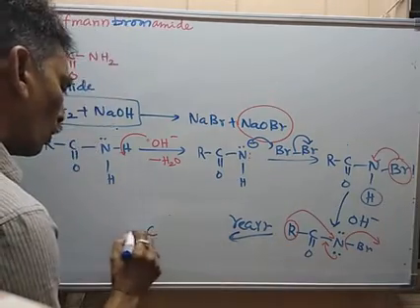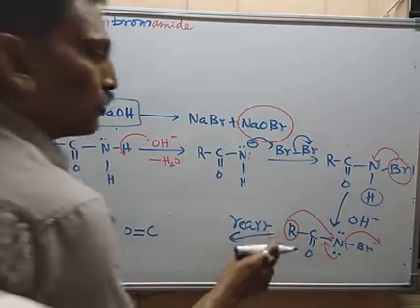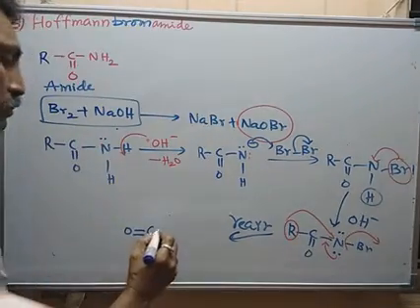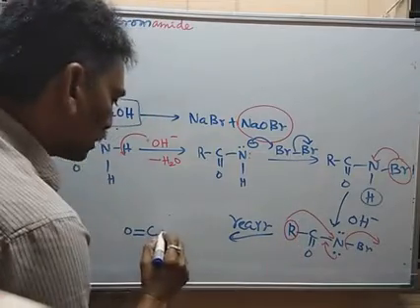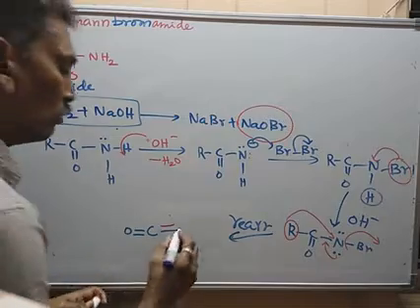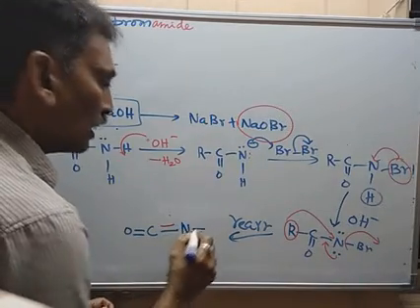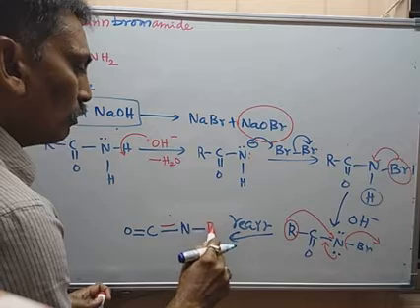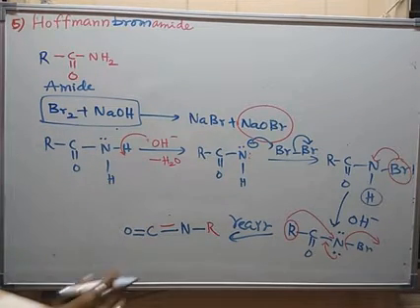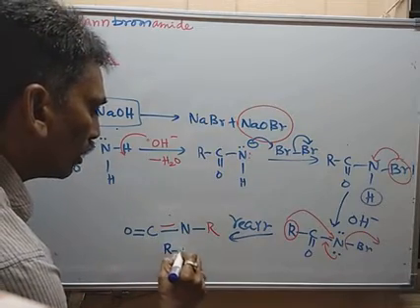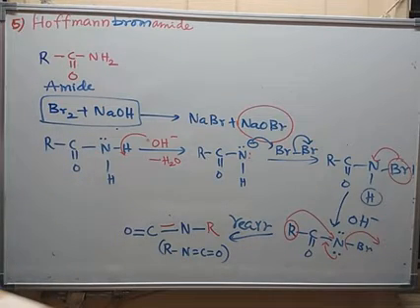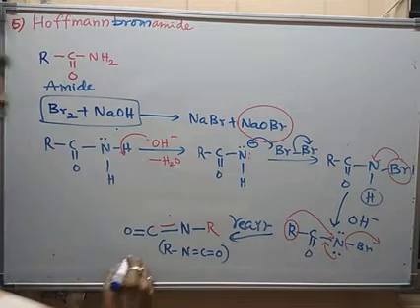How do you write it? C double bond O is not disturbed, dear students. From carbon, the R group is migrated to the N atom. Then between C and N, what is observed? A new double bond is produced, and N is now attached to the alkyl group R. This is simply written as R N double bond C double bond O. You recognize this group as isocyanate.